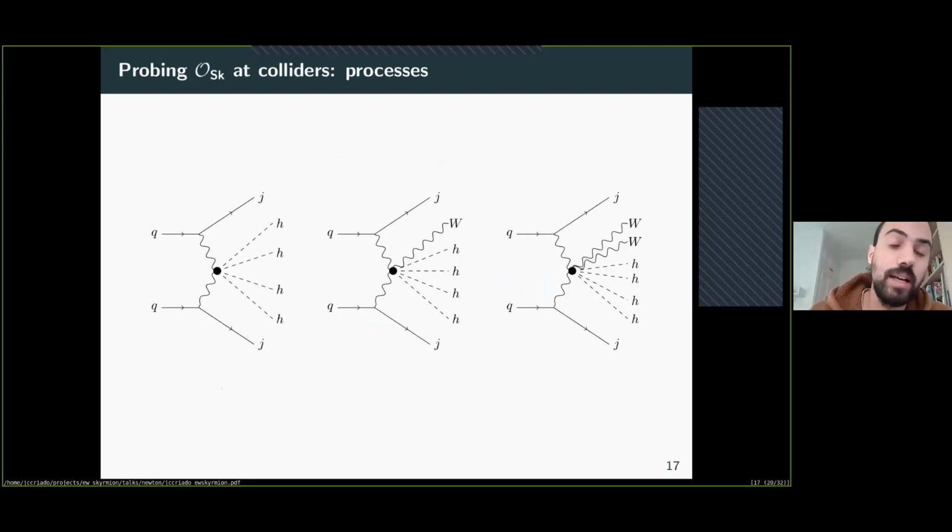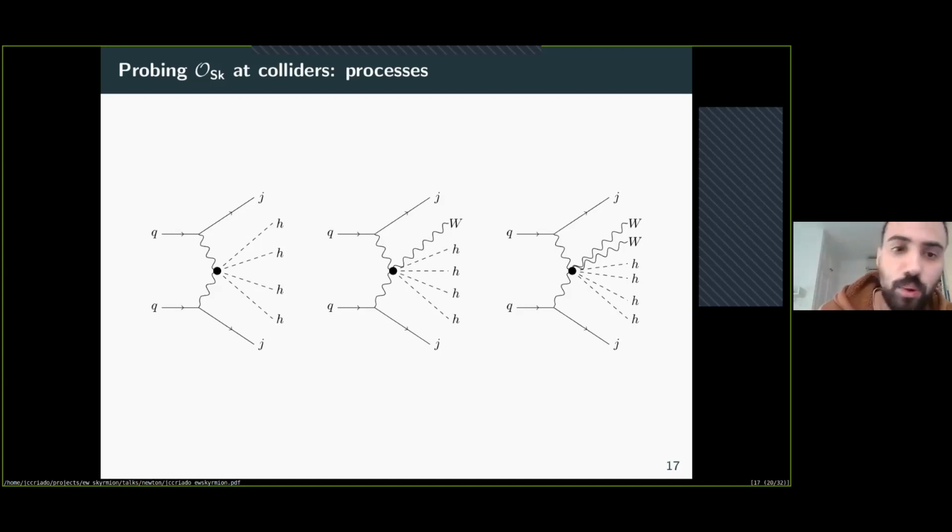However, since the existence of the Skyrme term with some value of the cutoff scale ensures the existence of skyrmions, one can look for skyrmions indirectly by looking at the other effects of this operator. So this is an operator with a lot of Higgses and W's, and you have these W fusion processes in which you generate several Higgses.